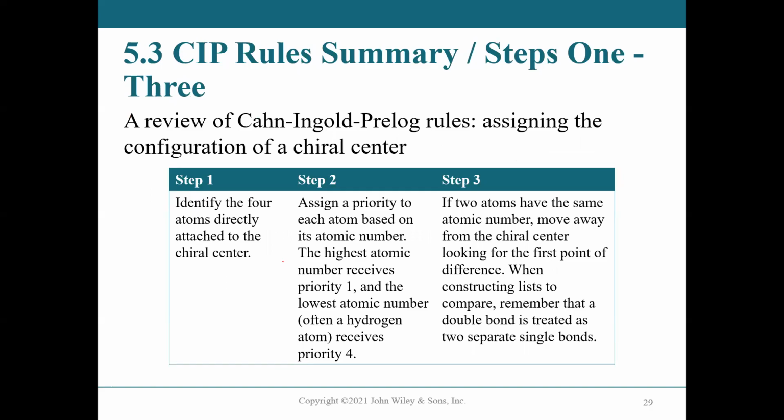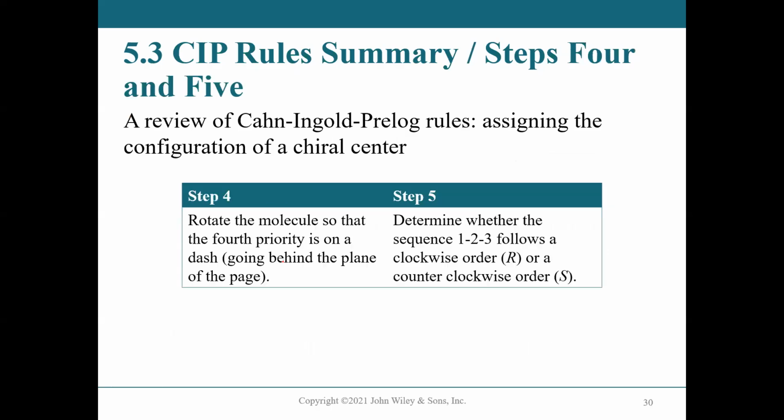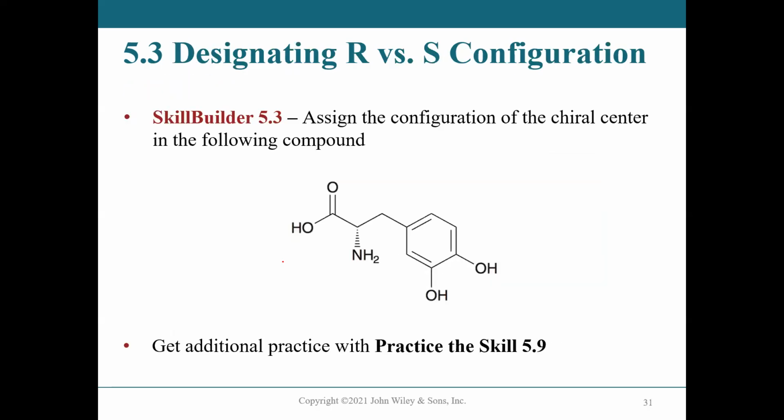And right here, they're talking about rules to help with the assigning. We've kind of done that already with our example, so I'm going to go past this a little bit. Here it says, assign the configuration of the chiral center in the following compound. First you have to find the chiral center. I'll give you a minute to find the chiral center and to identify whether that chiral center is R or S.